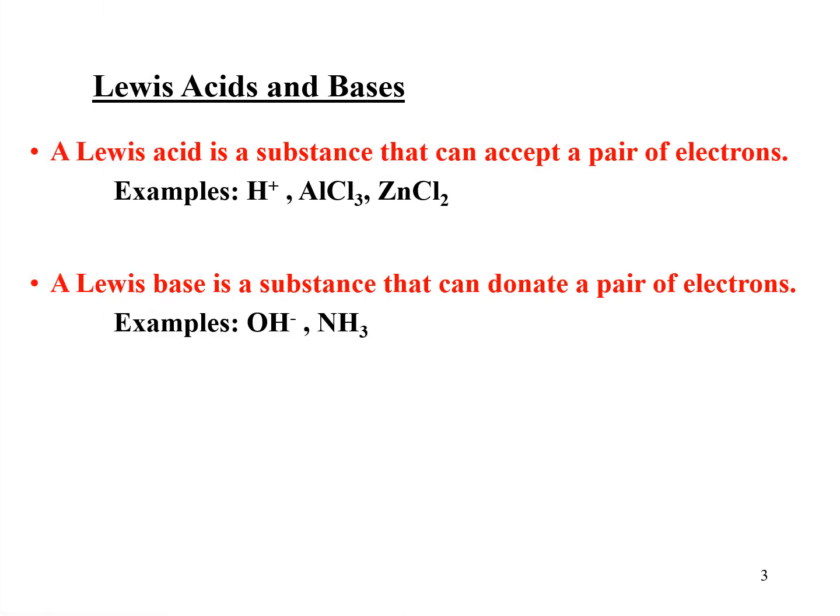Lewis acid accepts a pair of electrons, while bases are the ones that donate. Remember, a Bronsted acid donates protons, while a base accepts protons. By Lewis, acid accepts a pair of electrons. A typical example of Lewis acid is hydrogen ion or aluminum trichloride and zinc chloride. While typical bases are the hydroxyl group and ammonia.